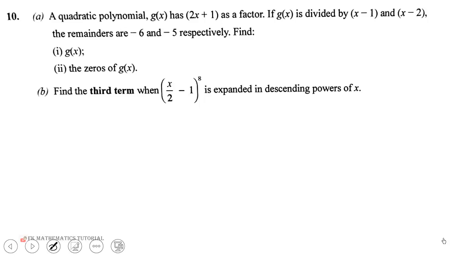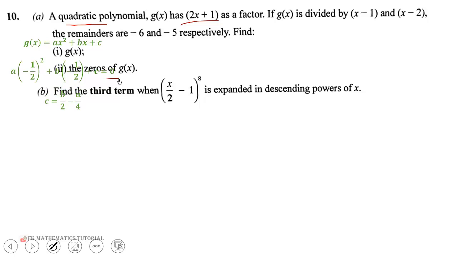A quadratic polynomial, g of x, has 2x plus 1 as a factor. If g of x is divided by x minus 1 and x minus 2, the remainders are negative 6 and negative 5 respectively. Find g of x. So we let g of x be equal to ax squared plus bx plus c, because it says that it's a quadratic polynomial. Since 2x plus 1 is a factor, when we put x equal to negative 1 over 2 in it, we should get 0. So this should give us one equation.